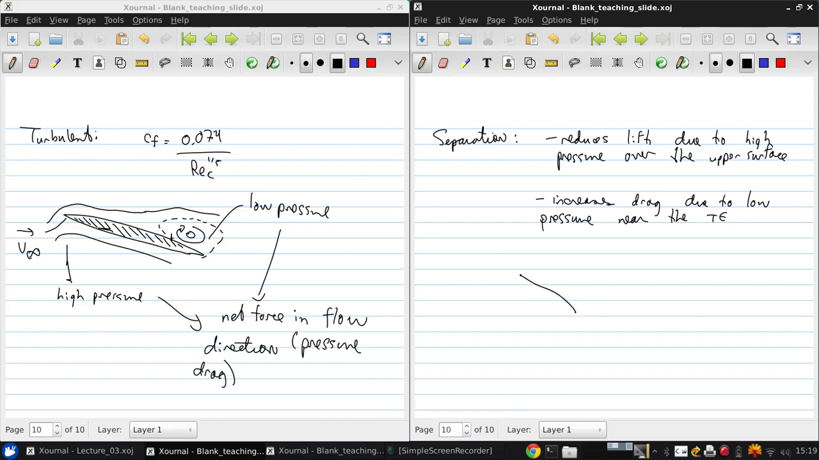So once again, here's an airfoil. Here's V infinity. So the lift is this way, drag is this way, and so there's a resultant force, something like that. Basically, here we have P low, here we have P high, and this gives us the net drag increase.